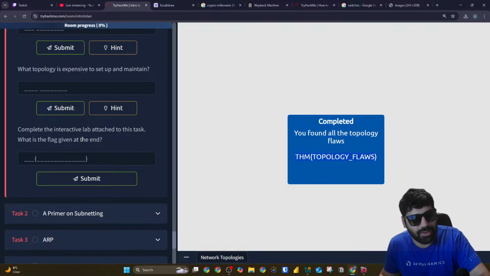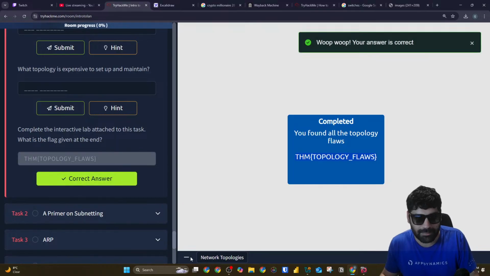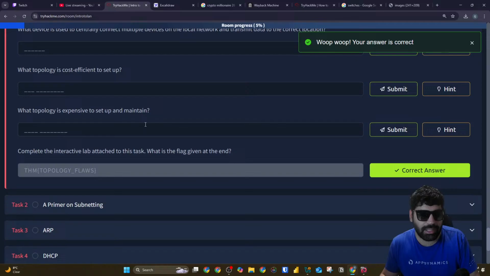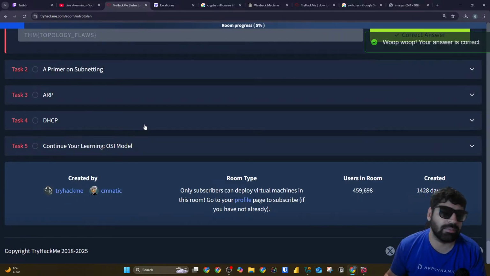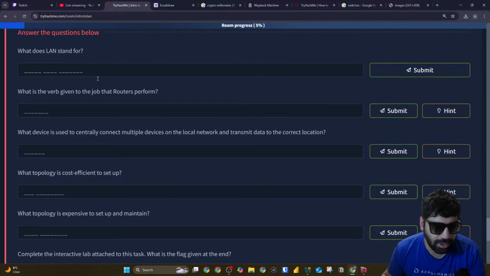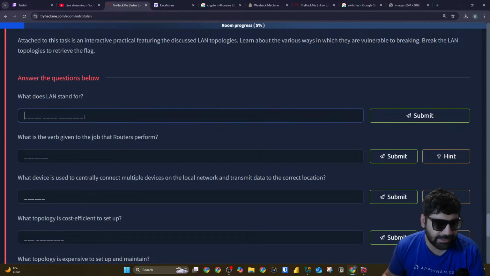THM topology flaws, lads. That's the flag. Okay, let's do this task, and then because my throat is giving up on me, we'll do tasks 2, 3, 4, 5, and other things tomorrow. But let's complete this. What does LAN stand for? LAN is your local area network.